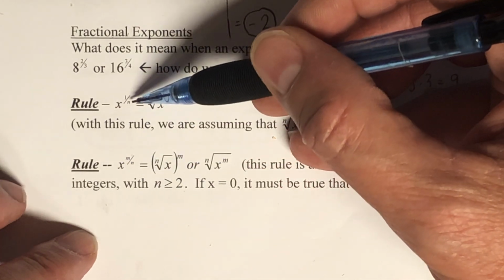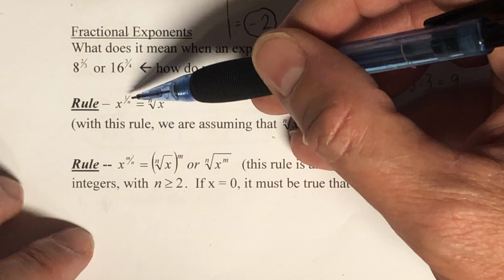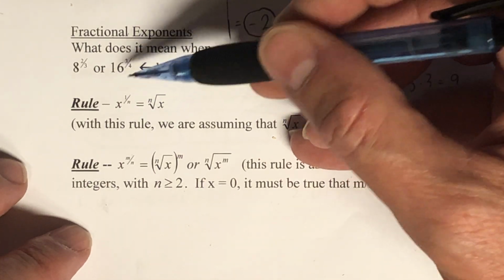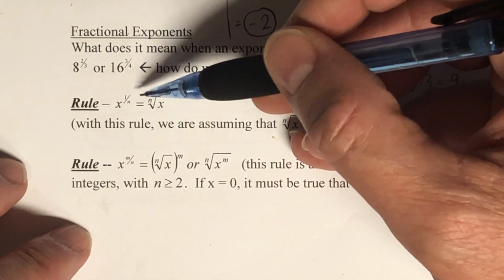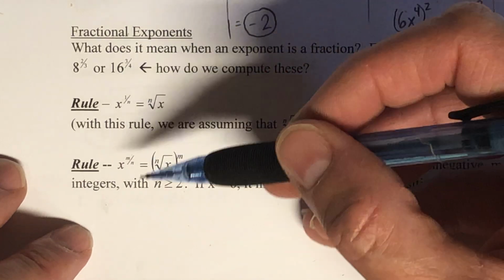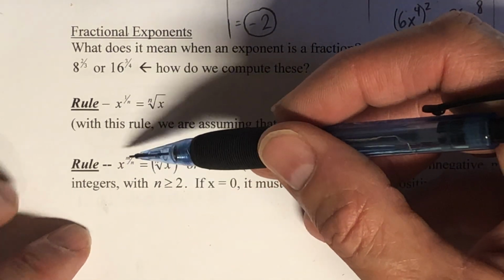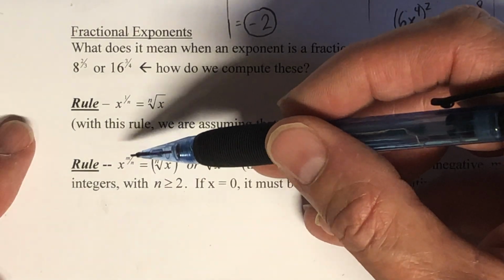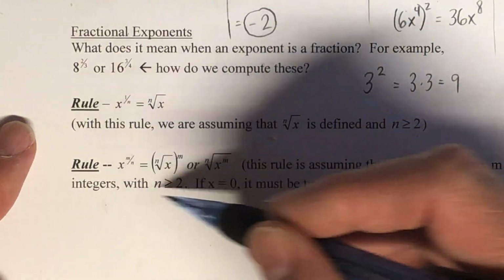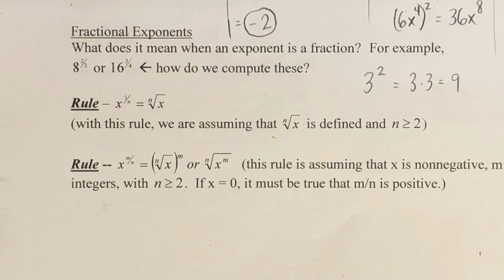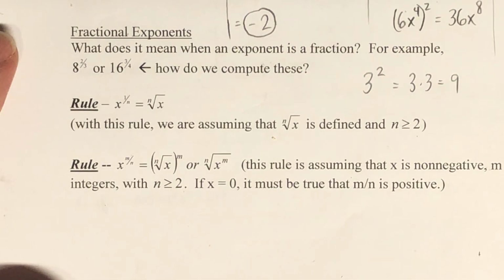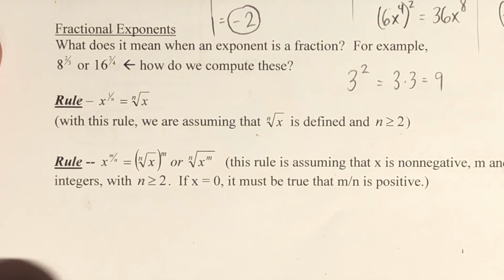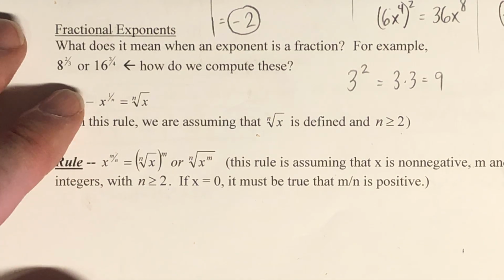I put this rule here in case you really want to use it, but you only use it when the number on top of the fraction exponent is 1. But this one you can use anytime, whether the top number of the fraction exponent is 1 or something else. So I like to use just this one to keep things simple. You only have to memorize one formula. It makes things simpler than having to memorize 2 formulas.